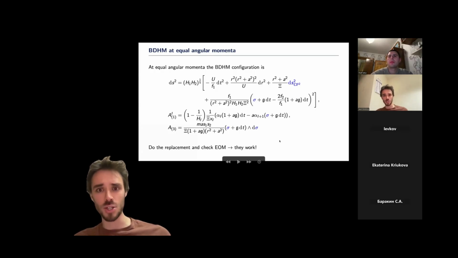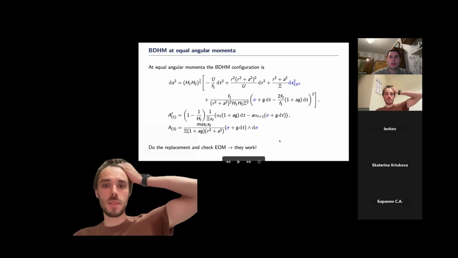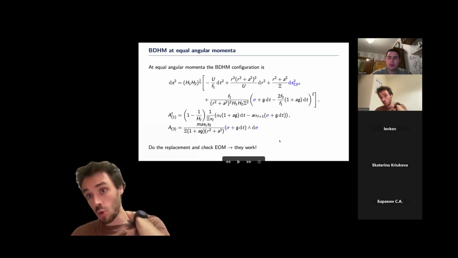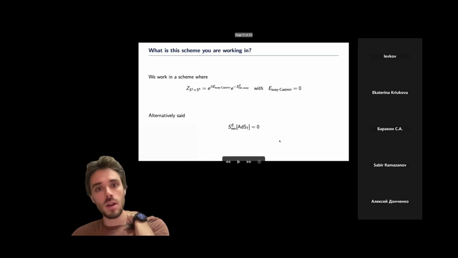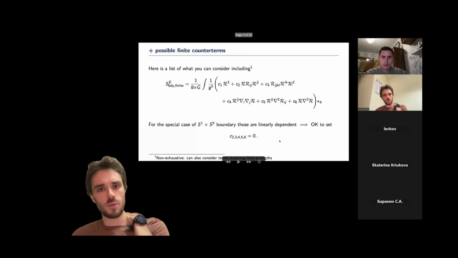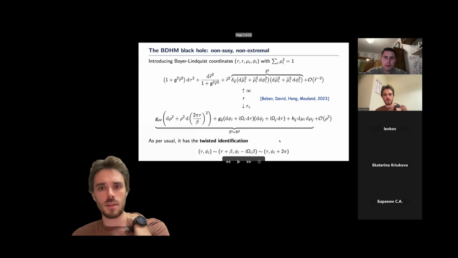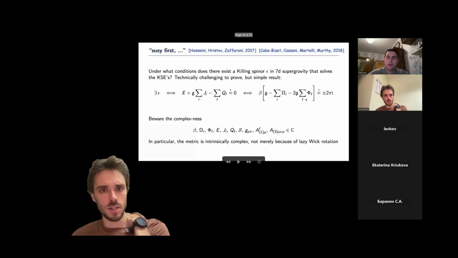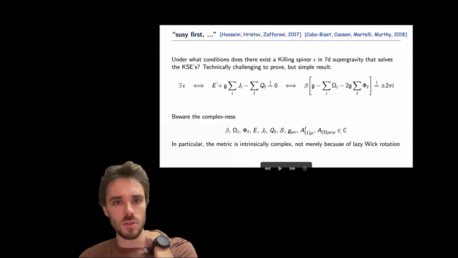Notice that I never actually explicitly constructed supersymmetric solutions. Yes, actually, this was another question of mine. Did you construct the Killing spinor? How did you check that the solutions actually admit a supersymmetric limit? Good. In the paper we did not do that. However, let me emphasize that for this BDHM black hole that I'm discussing, I said that the existence of the Killing spinor is equivalent to those conditions.